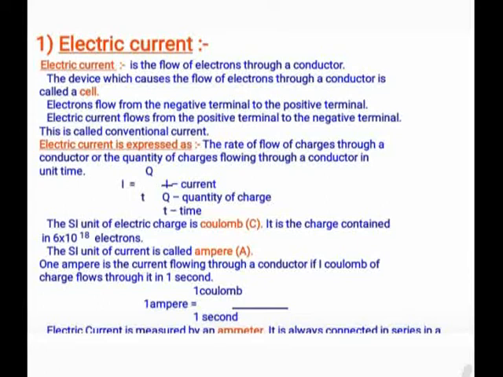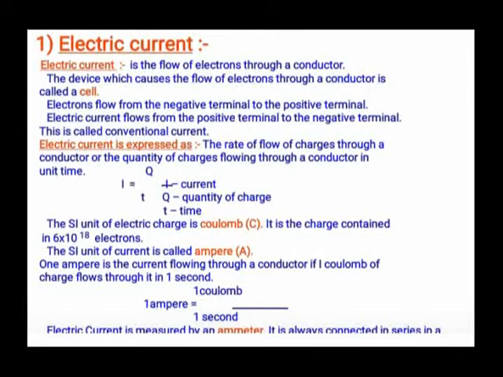The SI unit of current is called the ampere. 1 ampere is the current flowing through a conductor if 1 coulomb of charge flows through it in 1 second. 1 ampere = 1 coulomb / 1 second. Electric current is always measured by an ammeter. It is always connected in series.